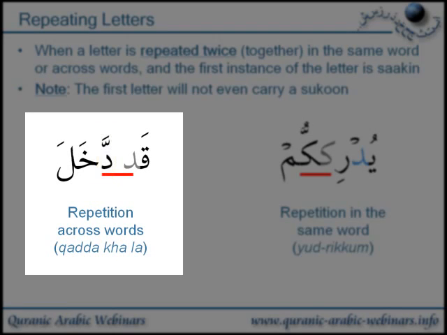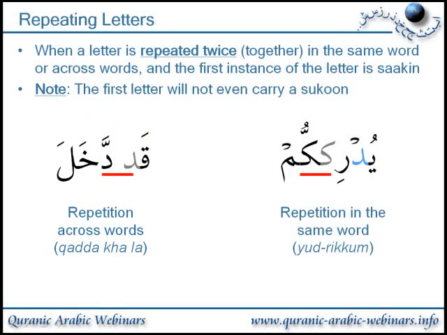So this would be read as qad dakhala. You directly join the qa to the dal with the shadda. Okay, so that's a simple rule: two letters exactly the same next to each other, either in the same word or across word boundaries. If the first of the two letters is sakin, we just ignore it completely.